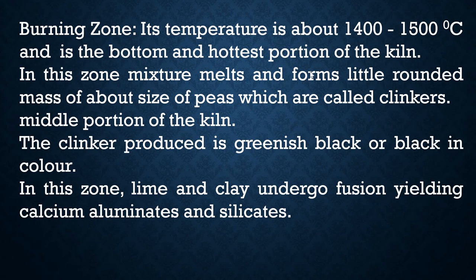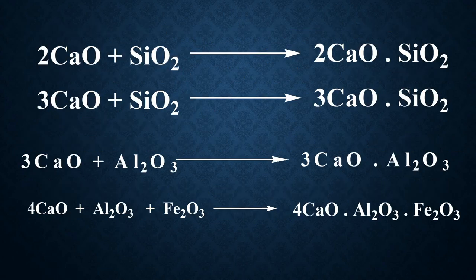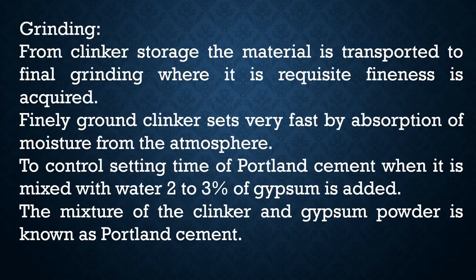Burning zone. Its temperature is about 1400 to 1500 degrees centigrade. It is generally at the bottom and is the hottest portion of the kiln. In this zone, the mixture melts and forms little rounded masses about the size of peas, which are called clinkers. The clinker produced is greenish black or black in color, and in this zone, lime and clay undergo fusion, yielding calcium aluminates and silicates. These are the reactions that take place.